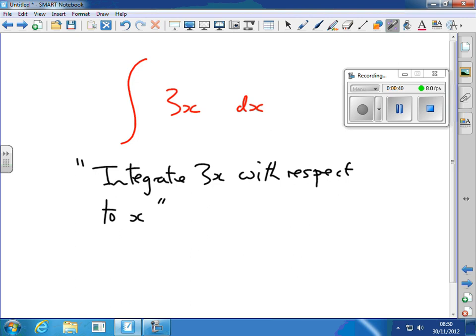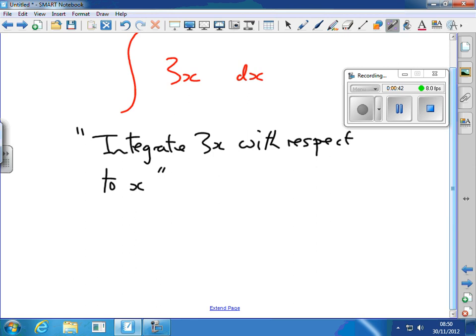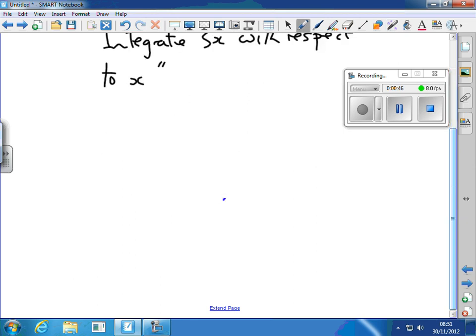So if I say to you, for example, integrate bx squared with respect to x, this is telling us that the x is the variable, so that's what I'm going to integrate, and b is some number, some constant, I just don't know what that is. So b is a constant.